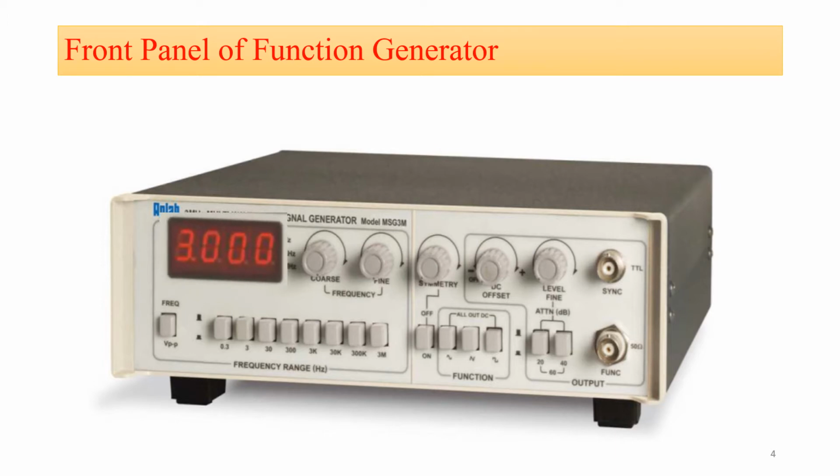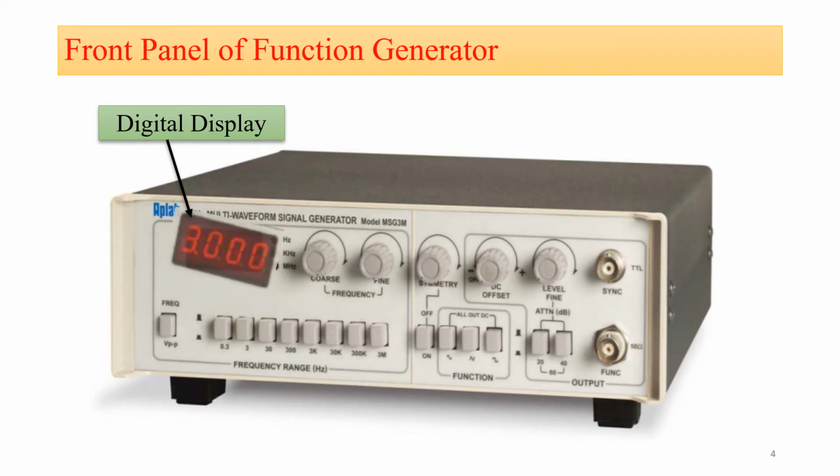Now the first part of the function generator is the digital display. This digital display is used to display the frequency as well as the voltage, because our function generator is mainly used to generate waveforms like the triangular wave, the square wave and the sinusoidal signal. To generate these waveforms we require the amplitude or the voltage and the frequency, and this digital display is common for both the quantities.